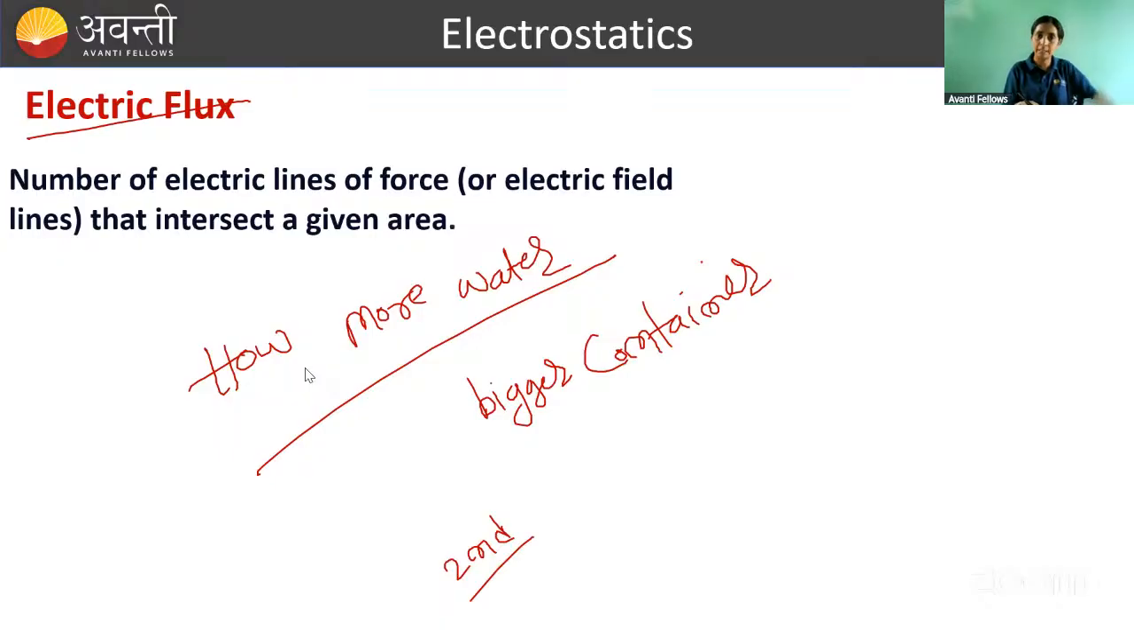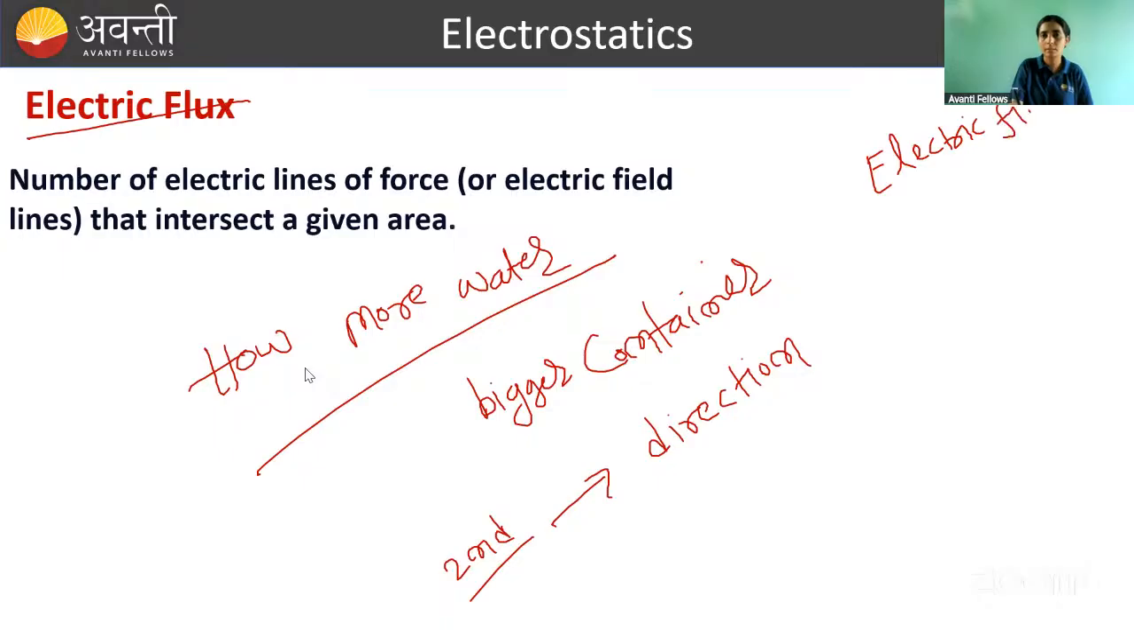First thing is size of container will matter, and second thing is how we are keeping the direction of the container. Yani ki second thing has to do with direction. So just replace the rain with electric field. And then how many electric field lines are able to cross a certain area will get determined by how big the area is and how it is directed with respect to the area. So that will be called electric flux.